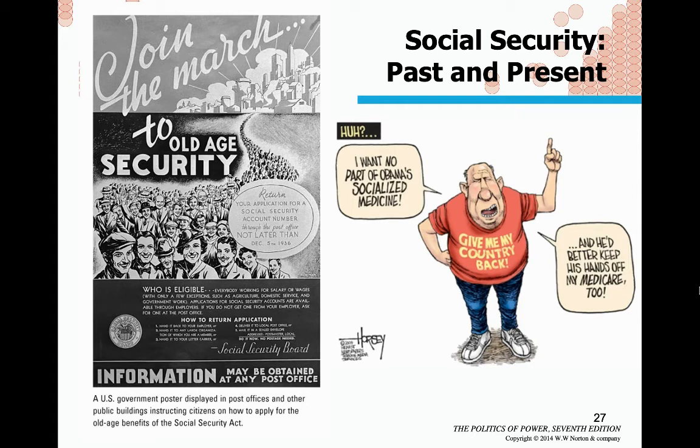What we see on the right here is a cartoon I found. I don't remember when or where. But in the discussion of the Affordable Care Act, it was often painted as socialized medicine, right? So: I want no part of Obama's socialized medicine, and he better keep his hands off my Medicare too, right? Medicare is in effect socialized medicine. It's administered by privately employed doctors, but it's government money that pays for it, right? So if you know any retired person who's on Medicare, and you likely do, they in practice are benefiting from socialized medicine. Scary.